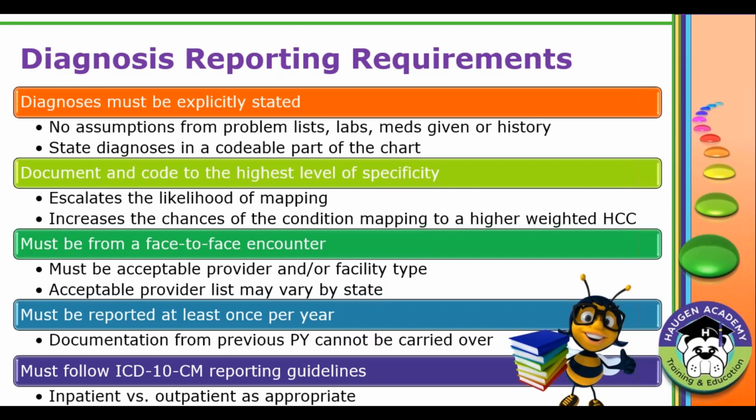So with our diagnosis reporting requirements, this is kind of what everything gets down to. Now remember that we're always pushing the official coding guidelines. So to me, when I read through a lot of these recommendations, it's like, just follow the guidelines, just follow the guidelines. But all of the diagnoses must be explicitly stated. There should be no assumptions from problem lists, labs, meds that are given, or the patient's history. And state the diagnoses in a codable part of the chart.